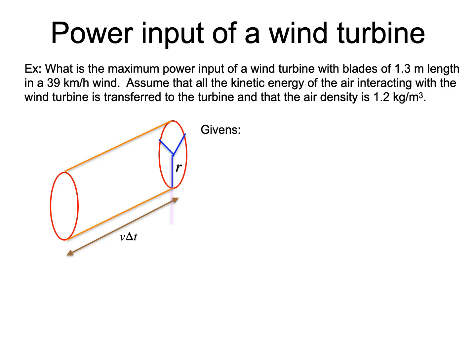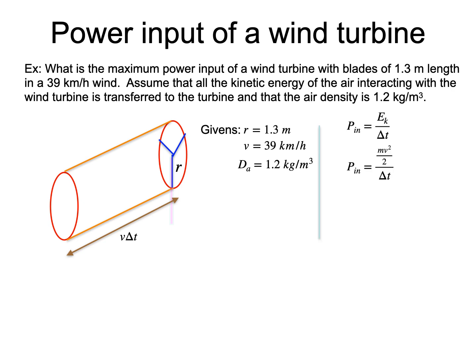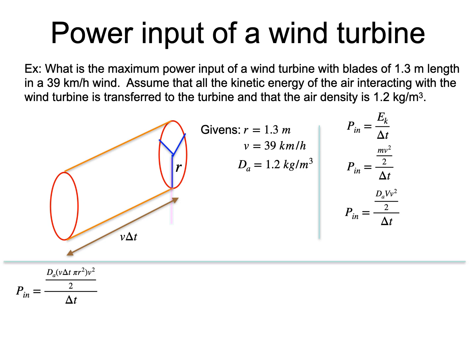The givens are the length of the blade, which is also the radius of the circle, the speed of the wind, and the density of the air. Here the power input involves the loss of the kinetic energy of the air in the cylinder of air in front of the wind turbine during the time delta t, which can be written this way, where m is the mass of the air in the cylinder. The mass is the density times the volume of the cylinder, capital V. The volume of the cylinder is the length of the cylinder, which is small v delta t, times the area of the circle, pi r square.